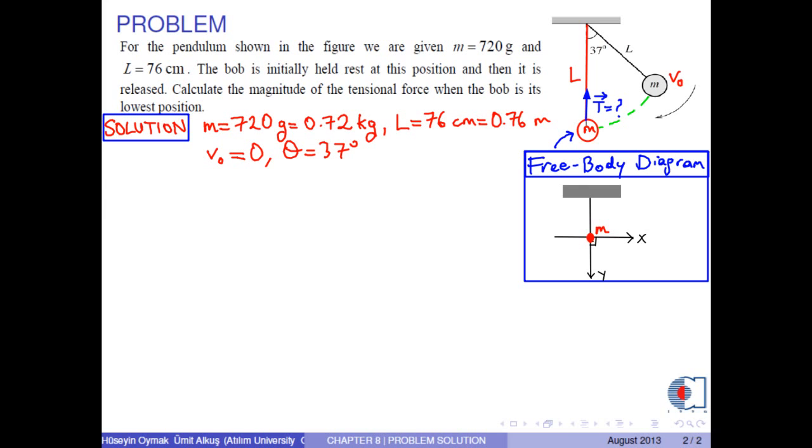The gravitational force acting on the bob is a downward force of magnitude m times g. The tensional force acting on the body is an upward force of magnitude T. The motion of the pendulum can be regarded as uniform circular motion. Therefore, the centripetal or radial acceleration vector of magnitude v squared over L has to be drawn upward along the string. Okay, that's all about the free body diagram.